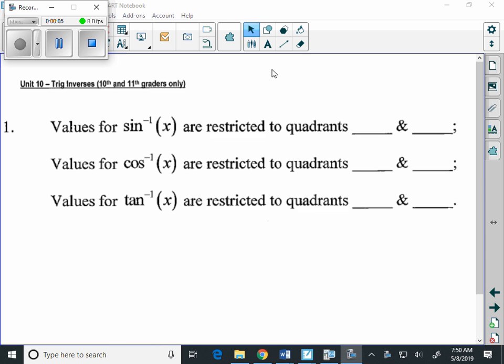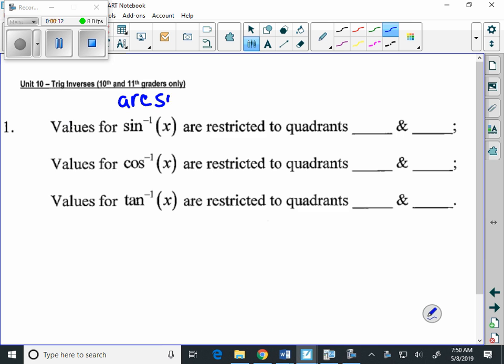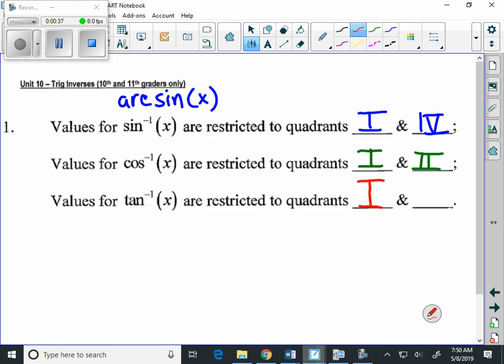Values for inverse sine, which could have been written as arc sine of x, and those mean the same thing, are restricted to quadrants 1 and 4. Values for cosine are restricted to quadrants 1 and 2. And values for tangent are restricted to quadrants 1 and 4. Once again.